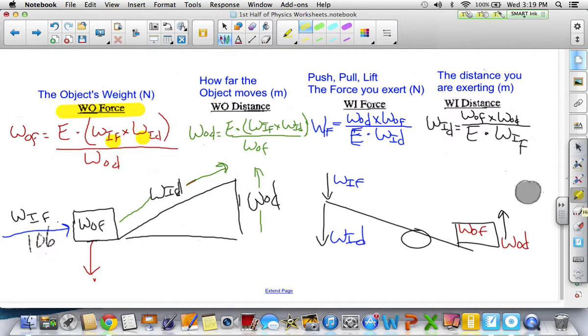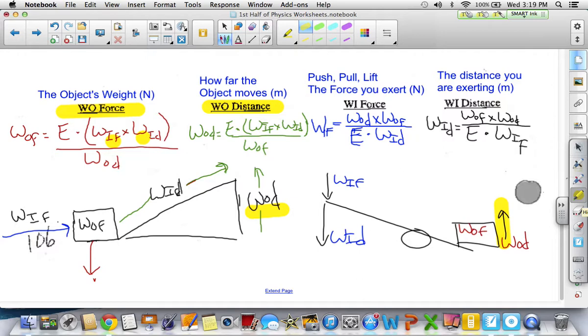As you can see in the diagram down below, that would be the weight of the object. Also over here in our lever, it's the weight of the object. Now the work output distance will be how far the object moves, whether you're going to the height of the inclined plane or looking at how high the object moves using the lever. So the work output distance is how far the object moves. It's basically what's being done to the object.